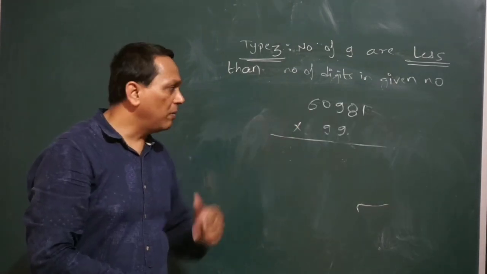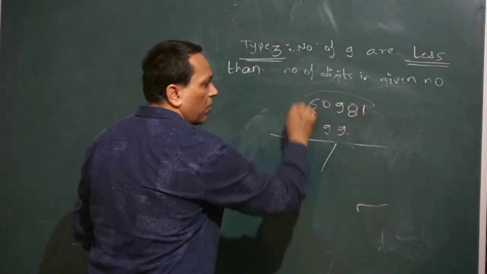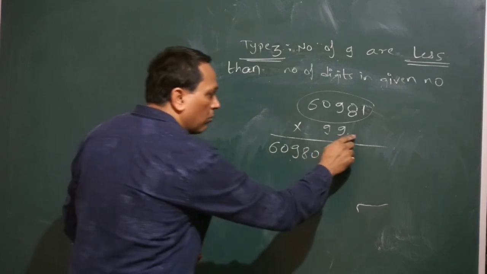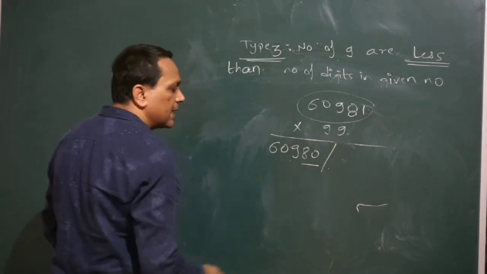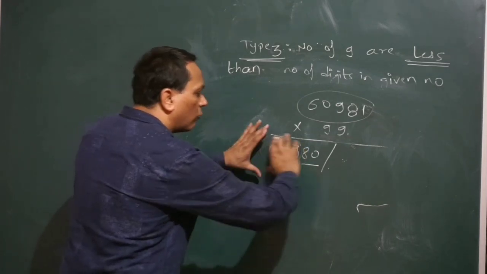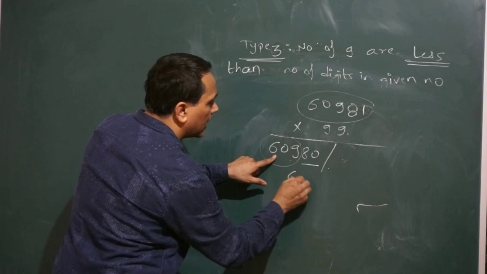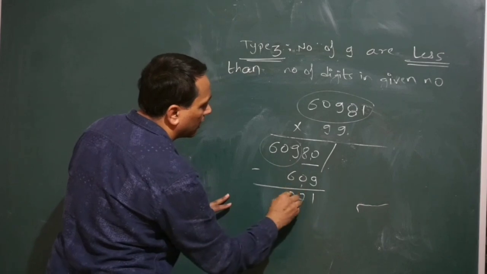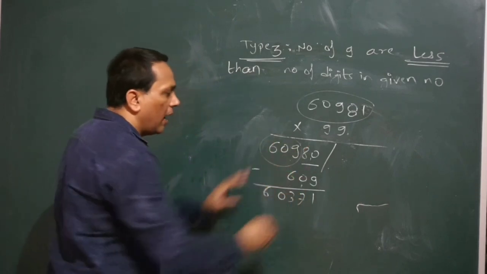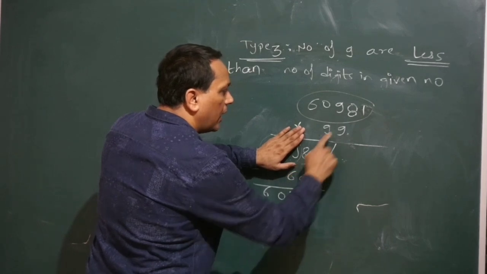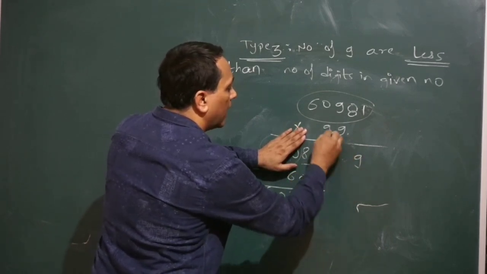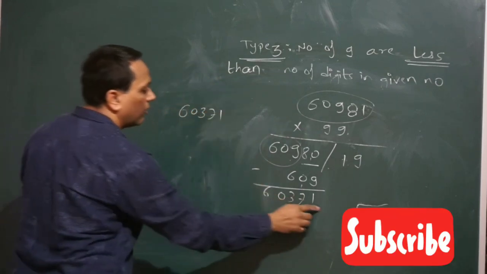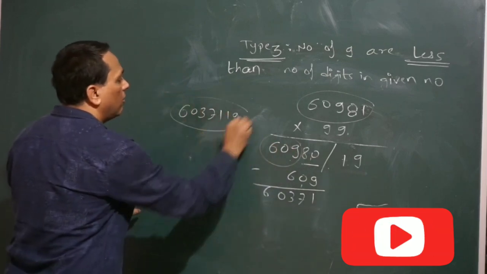So this is our last problem. What do we do here? The first part is we reduce this by 1, 60980. Then the number of 9s is 2, so we underline 2 digits, and then we subtract the remaining part from the whole number. So we subtract 609 from the given number. So this is our answer. And for the RHS, we subtract this underlined part from 99. 9 minus 0 is 9, 9 minus 8 is 1. So this is our final answer, 6037119.